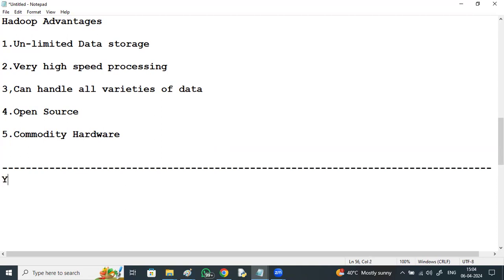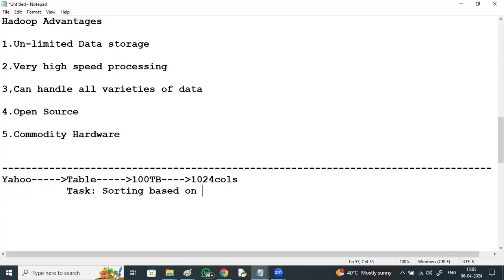Now, Yahoo conducted a test to check the speed of different databases. It took a table of 100 TB consisting of 1024 columns. The task was sorting based on 16 columns.